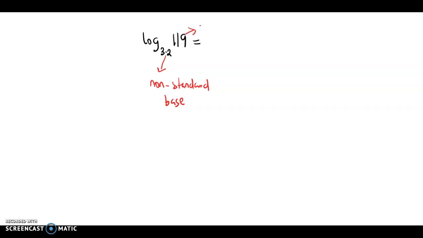We have the argument to be the 119. So what happens here is you're going to take the log, which is the standard base log of the argument, and you're going to divide by a standard base log of the non-standard base, which is 3.2. All right. And at this point, if you have your calculator with you, just type in log of 119. Okay, there is a log button on your calculator. So you type log of 119 divided by log of 3.2. If you do this correctly, this should come out as 4.1.